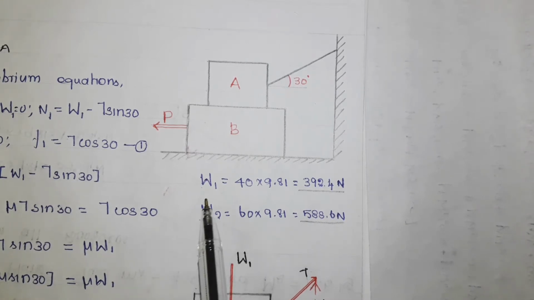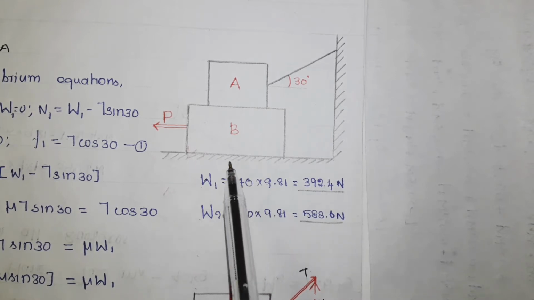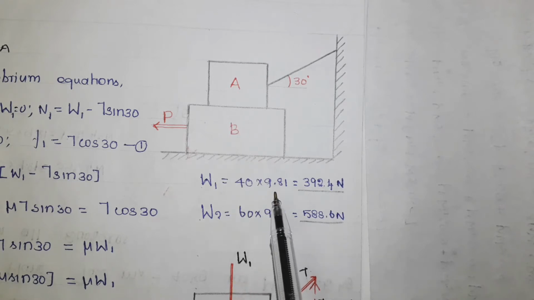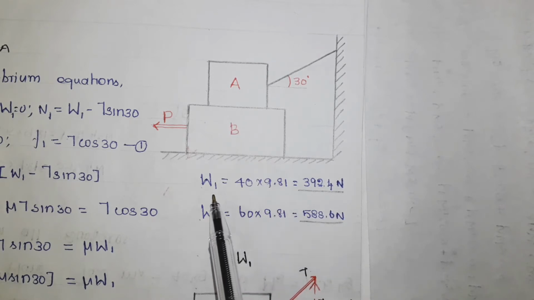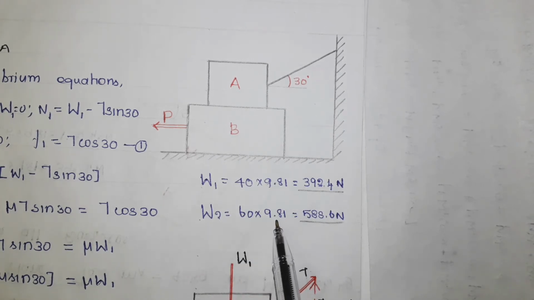First convert this mass into weight by multiplying by 9.81. Here 40 is nothing but the mass of the block A. By multiplying by 9.81 you will get the weight W1. Similarly, weight W2, the weight of this block, just multiply by 9.81 and you will get the answer.